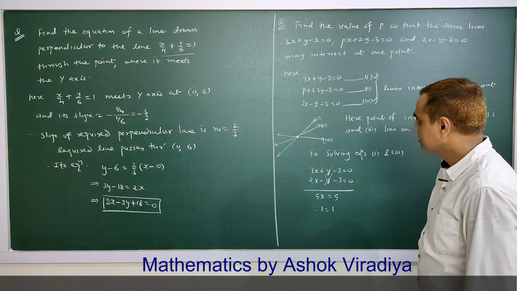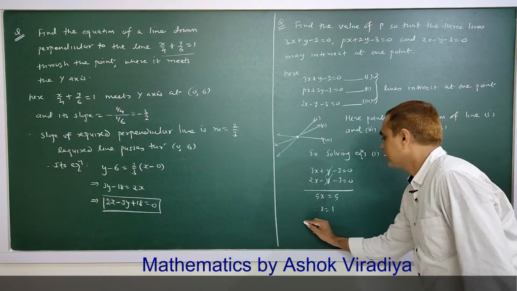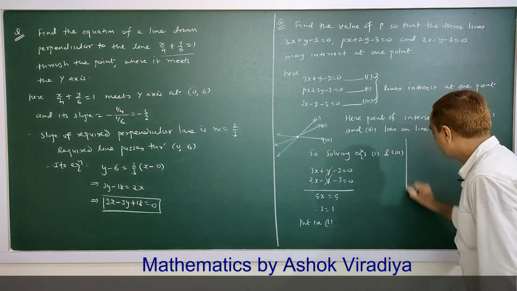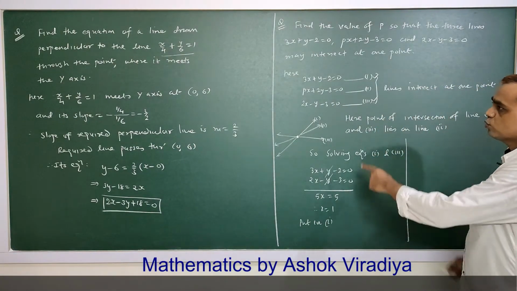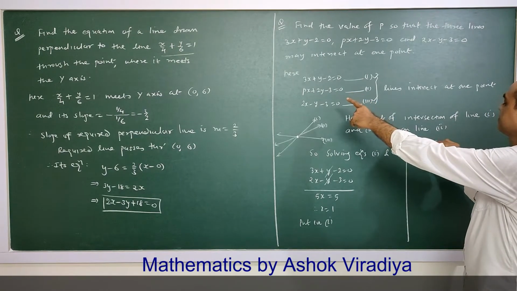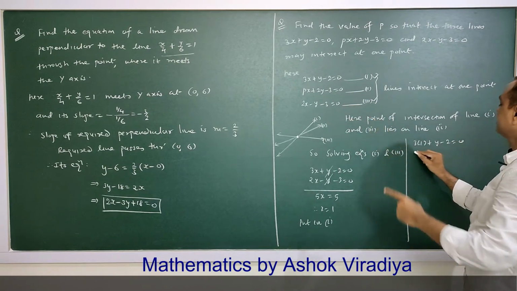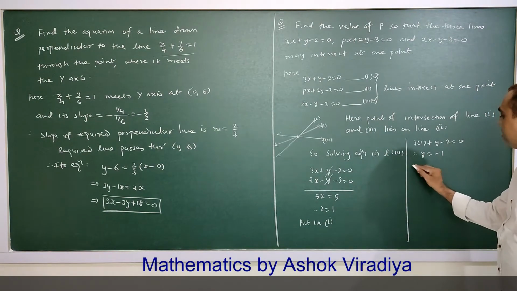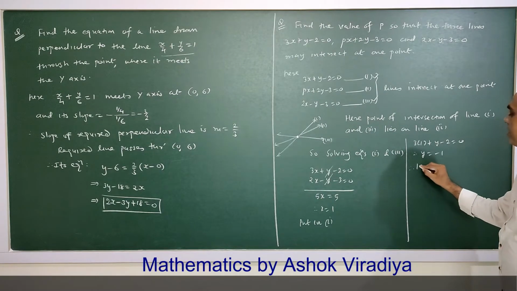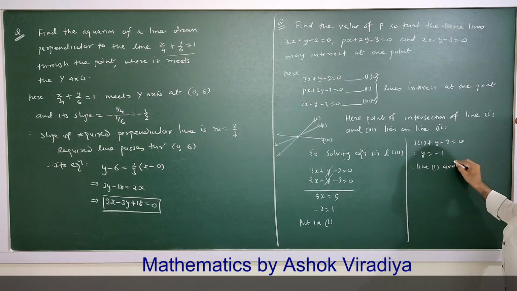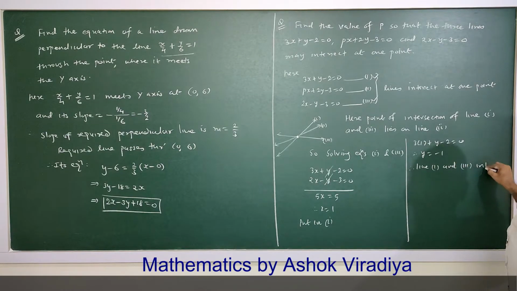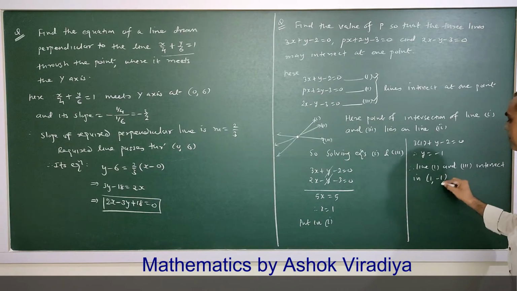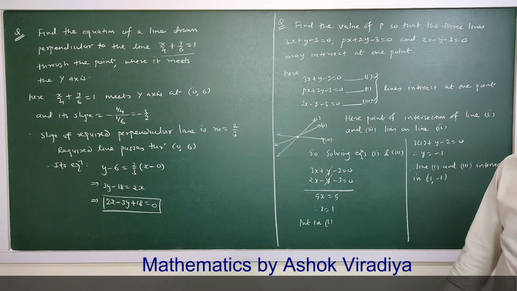Putting x equal to 1 in equation 1. So 3 into 1 plus y minus 2 is 0, so y is minus 1. Therefore, line 1 and line 3 intersect in the point (1, minus 1). So this is (1, minus 1).